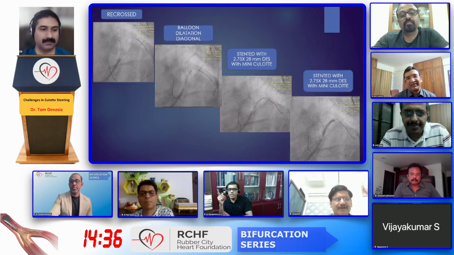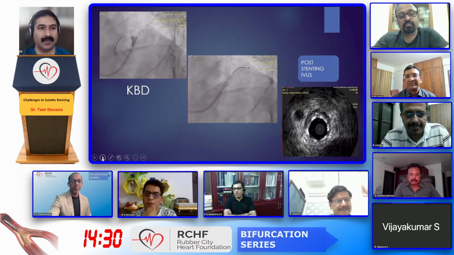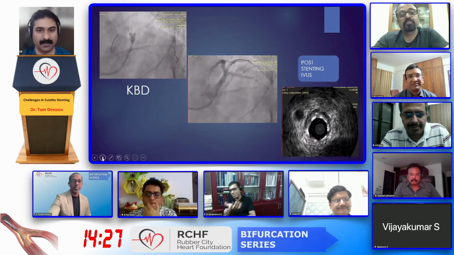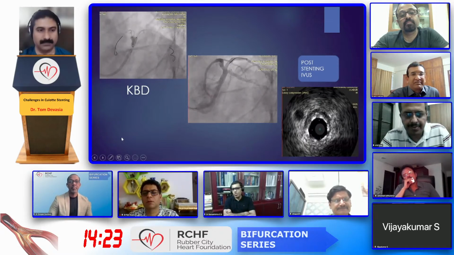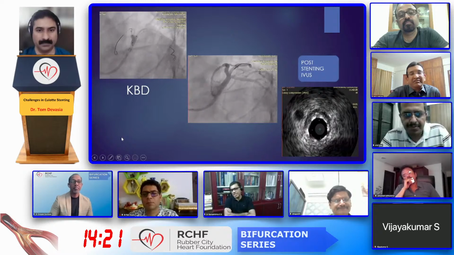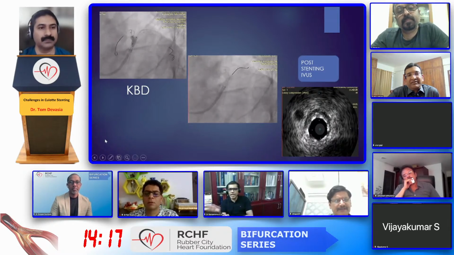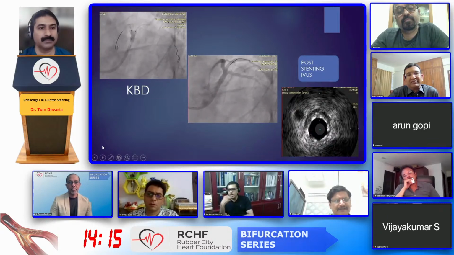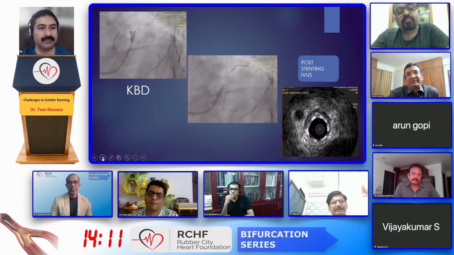Yeah, Dr. Tom. Dr. Arun has asked. Yeah, because multiple POT is the important step in a culotte. Because in this case there is no metal part to use a culotte, POT in this case. So whether first stenting the diagonal, then second stenting into the left main, is it preferable in this case?